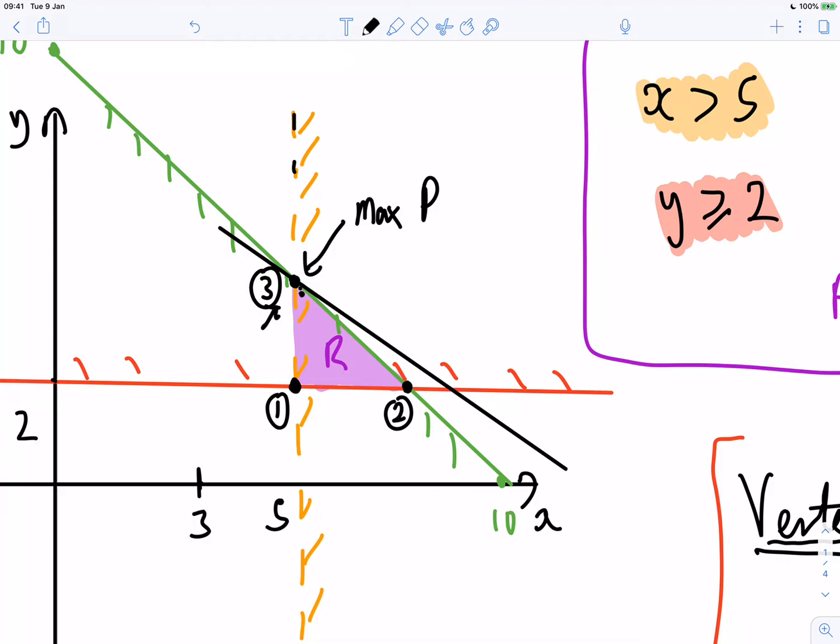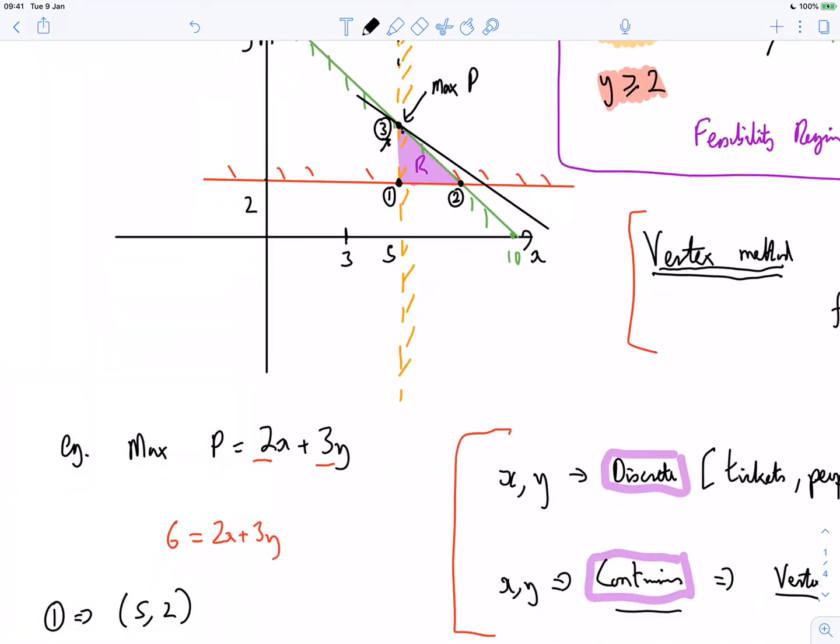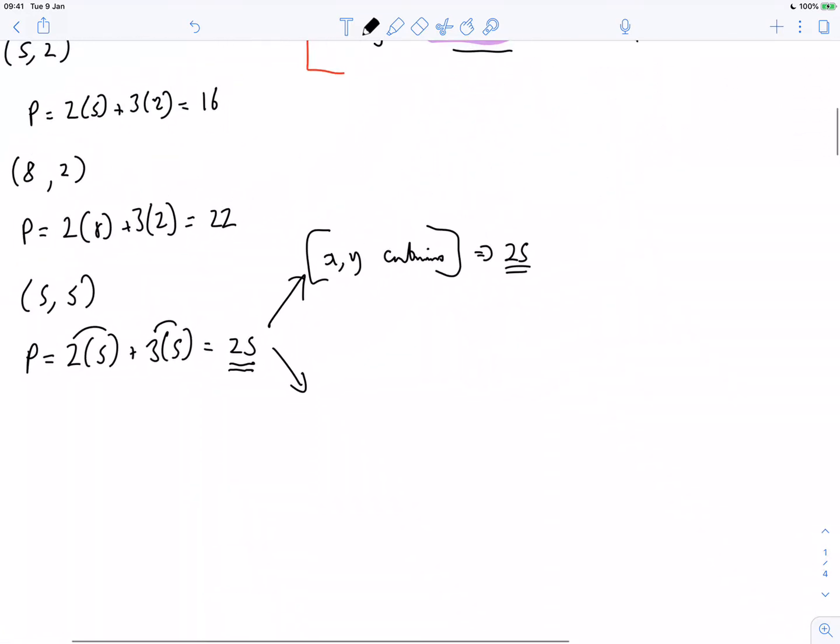Because I can't technically have the vertex because of this inequality line, but I can move an infinitesimally small distance away that it's essentially the same point. So if it was a continuous case, then yes, if x and y were continuous, I would just have 25. If x and y were discrete, and I haven't specified here, then what would we have to do?